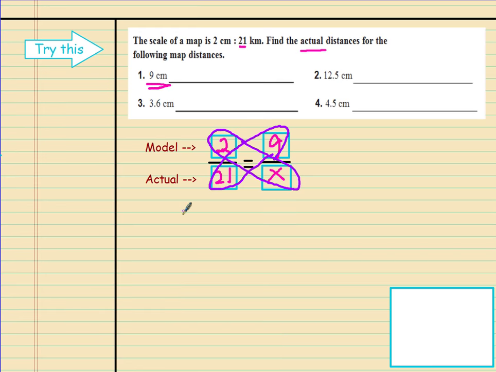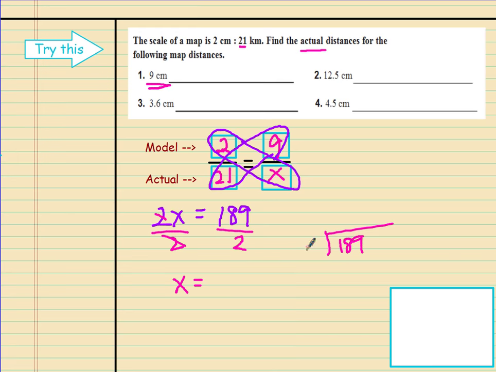2 times x is 2x. And 21 times 9 is 189. Now we have to solve for x. X is not by itself. So this is 2 times x, so we have to divide by 2 on both sides. This cancels out the 2. We have x by itself. We have over here 189 divided by 2.